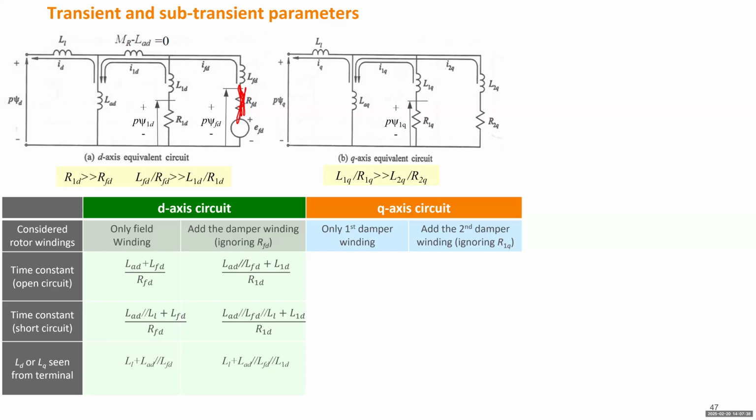So if we have a short circuit, similarly we see from this side a short circuit connection here. R1D is still the only R, but L becomes R1D, first R1D, then it goes through three branches, right? One is RFD, then LAD, and also LL. So we have three in parallel. And the inductance seen from the terminal will be first LL, then three L's in parallel.